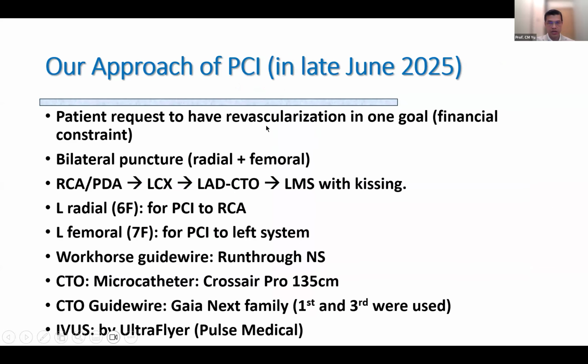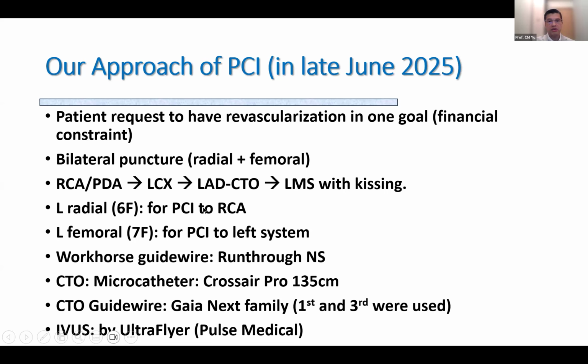So our approach: we just did the PCI less than 2 weeks ago. Basically, we do bilateral puncture. We aim at performing PCI in one go because the patient also has a financial constraint. So we did the right side first, then the circumflex, and then lastly attempted the LAD CTO. Finally, we also do the final left main stenting with kissing.